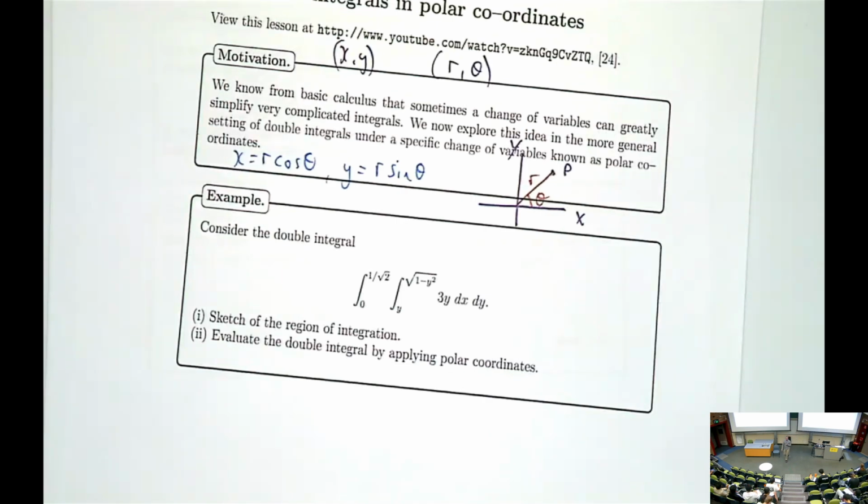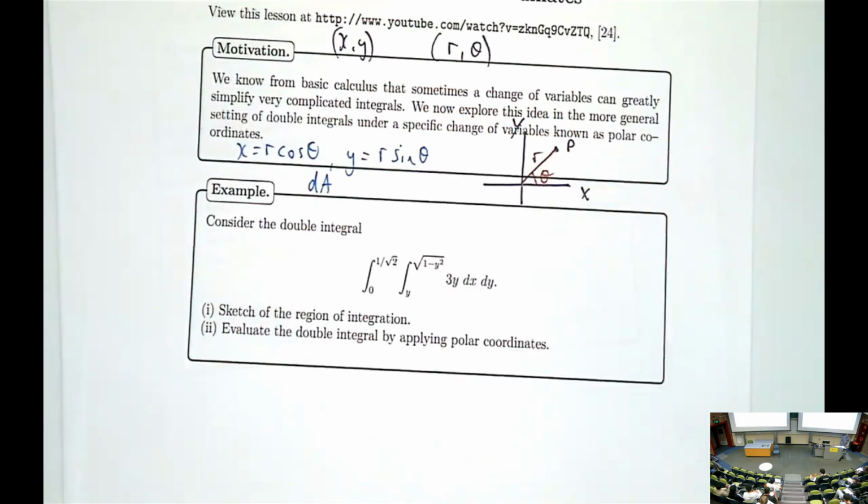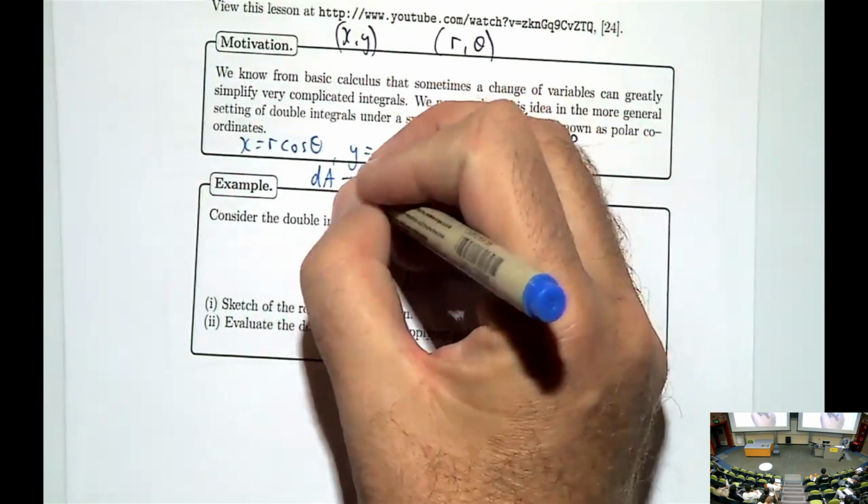But what else can we do? Well, for double integrals, believe it or not, the area element, which is dA, so dx dy or dy dx, that in polars changes a bit.